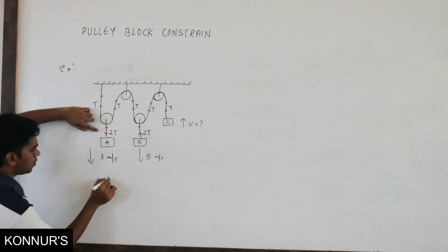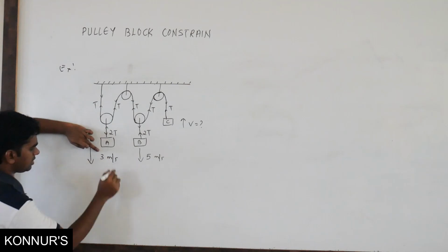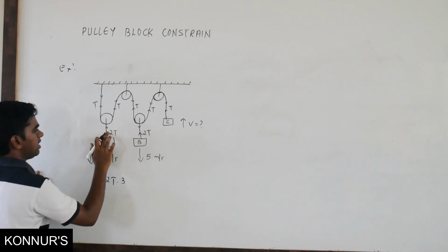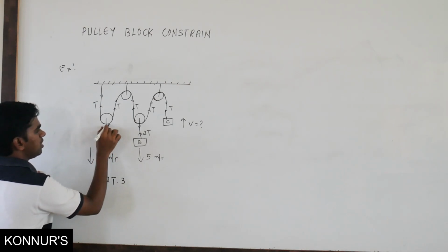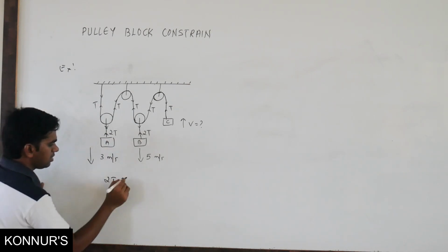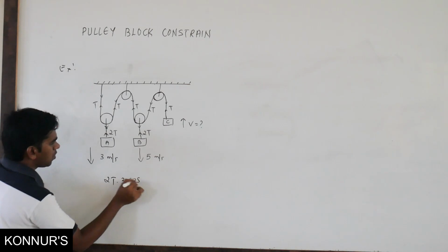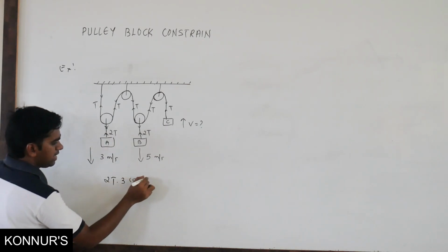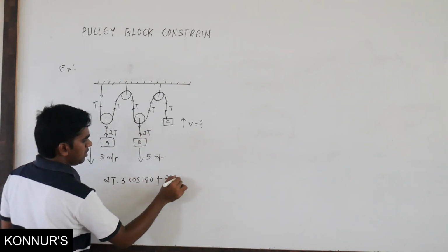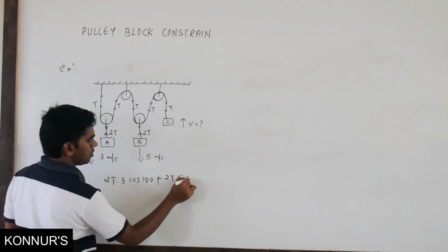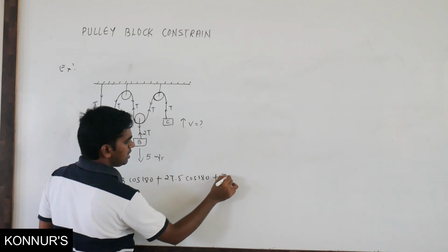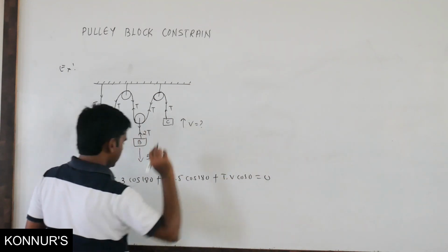Here 2T, what is the velocity? 3. It is in the upward direction. Tension is in the upward direction here, so the velocity is in the downward direction. So what can you write? 2T·3·cos 180, plus here 2T·5, again opposite direction, so cos 180, plus these two are in the same direction, so T·V·cos 0, equals 0.